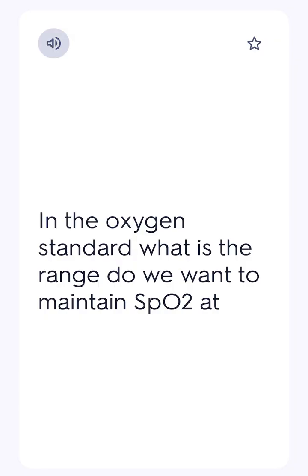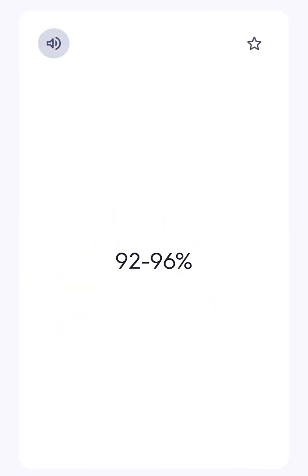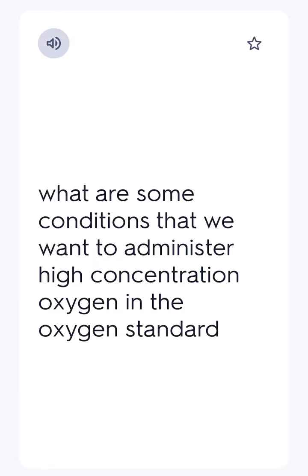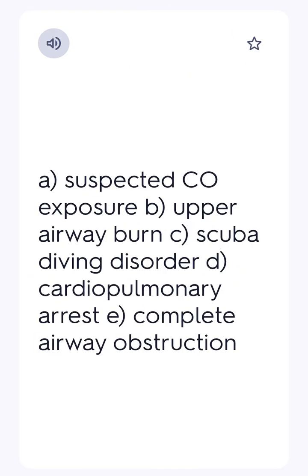In the oxygen standard, what range do we want to maintain SpO2 at? 92 to 96%. What are some conditions that we want to administer high concentration oxygen in the oxygen standard? A, suspected CO exposure. B, upper airway burn. C, scuba diving disorder. D, cardiopulmonary arrest. E, complete airway obstruction.